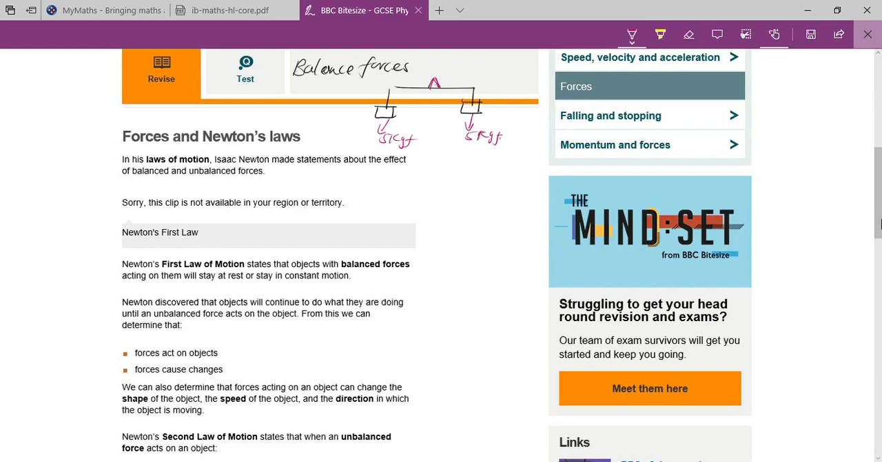Suppose these are two pans and 5 kilogram objects are placed over there. You can see that 5 kilogram force is acting on both the pans, so they will be in balanced condition, okay? Balanced forces will always be equal and opposite, okay? I can write it here: balanced forces, equal and opposite, okay?